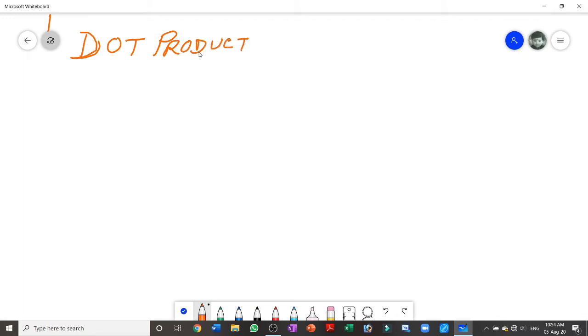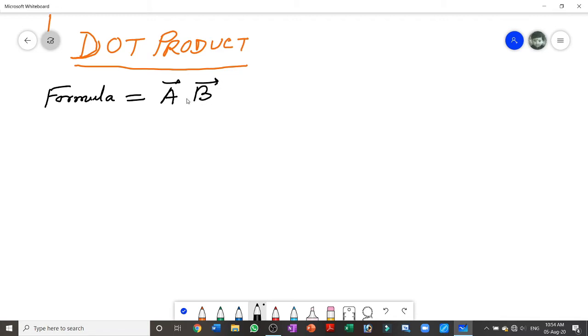We will learn about this thing, dot product. Now before going to it, we must know what is its formula. Formula for dot product is given as, if two vectors are given, a vector and b vector, then the dot product of a vector and b vector will be mod a vector mod b vector and cosine of the angle between them.